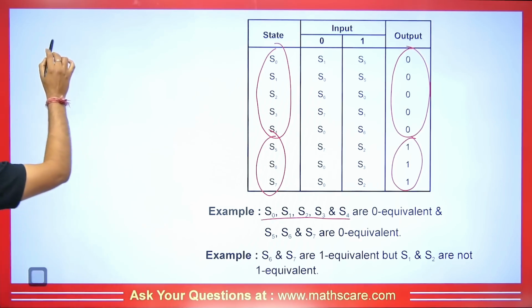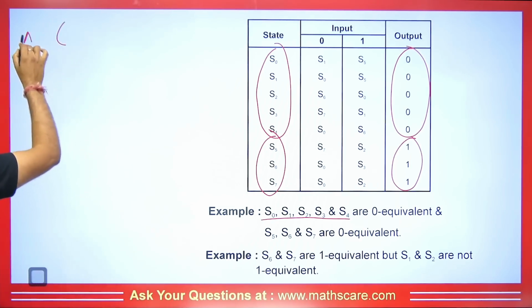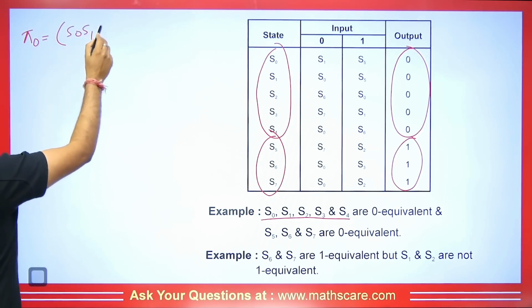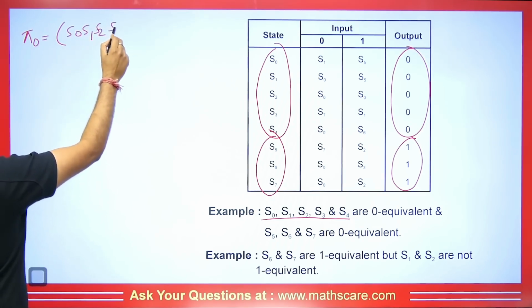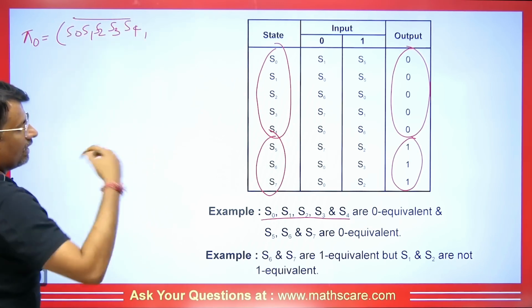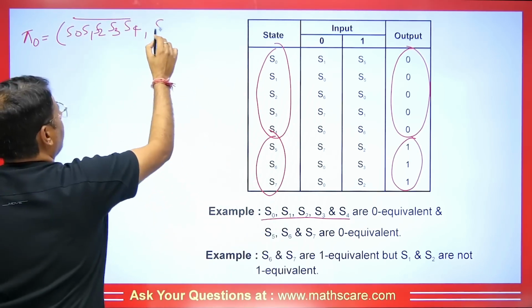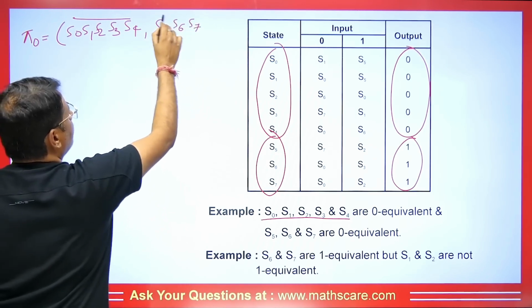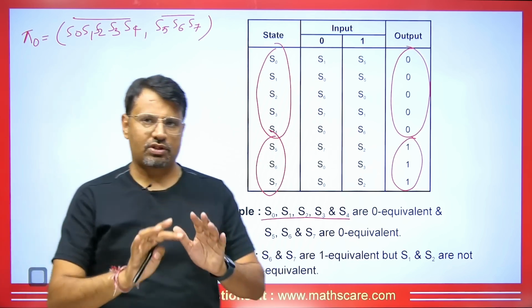If we are talking about the 0 equivalent, we can denote it by pi 0. Here we will write it like this: S0, S1, S2, S3, and S4, right? Can you see this or not? And in a separate set, we will have states S5, S6, and S7. We will write it separately. Okay, very good. Now let's move ahead. You must have understood till here.